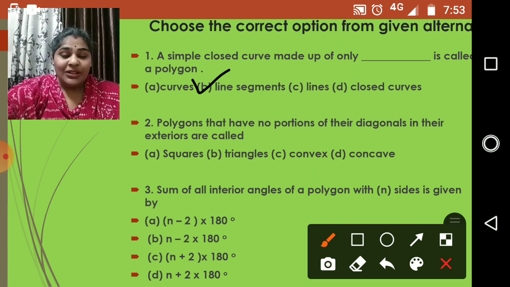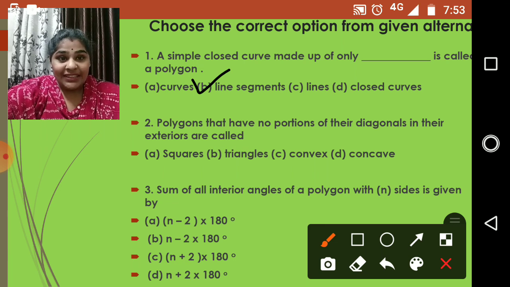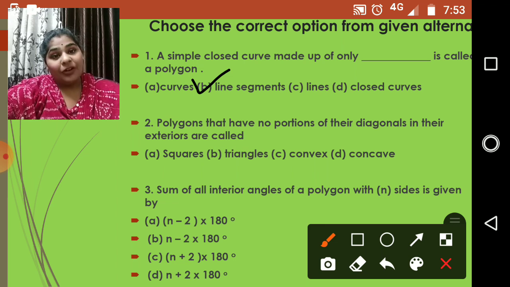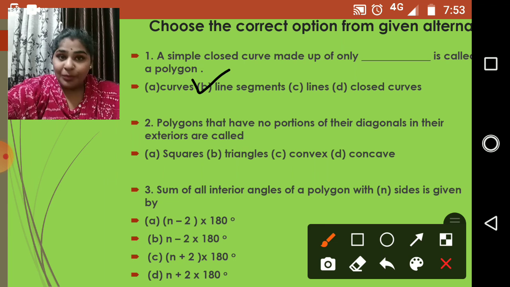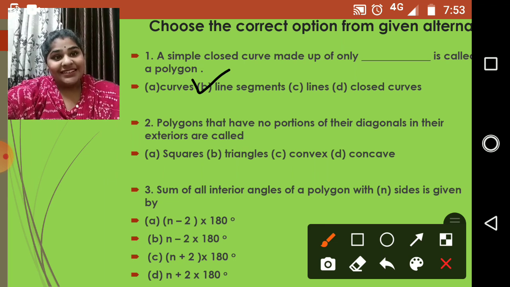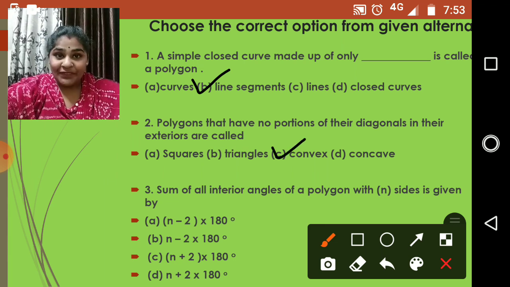Second one: polygons that have no portions of their diagonals in their exterior are called. So this again is very important to understand, the concave polygons and the convex polygons, okay? So we know that polygons that have no portion of their diagonals in their exterior are convex. So you will tick mark the correct answer.